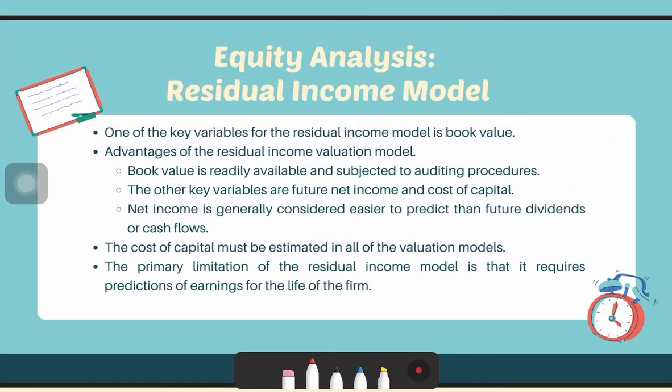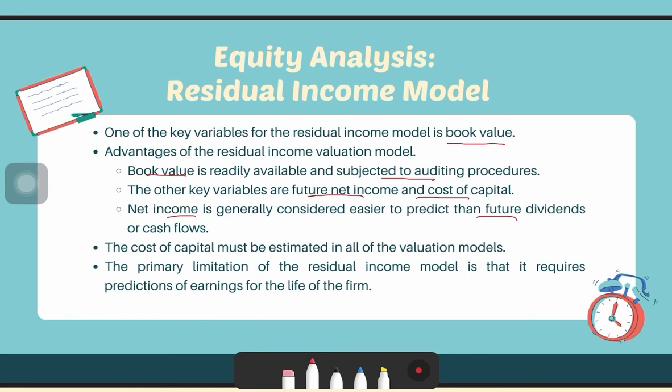Next, equity analysis using the residual income model. One of the key variables of the residual income model is the book value. These are the advantages of residual income valuation compared to the dividend discounted model. The book value is readily available and subject to auditing procedures. The other key variables are future net income and cost of capital, and net income is generally considered easier to predict than future dividends. Because in the DDM we predict the future dividends, right?